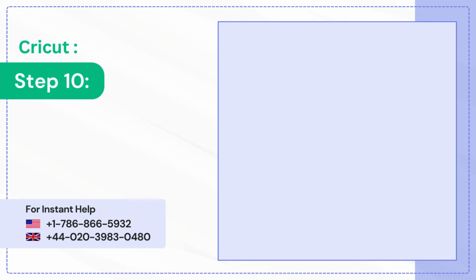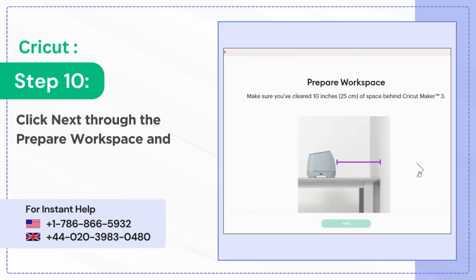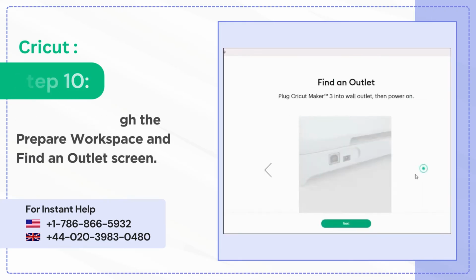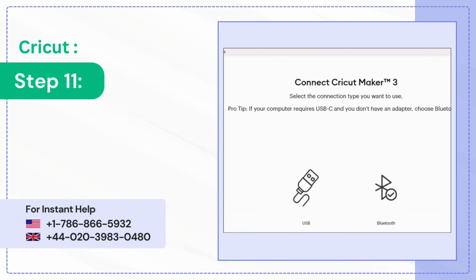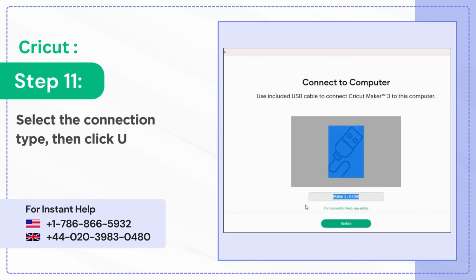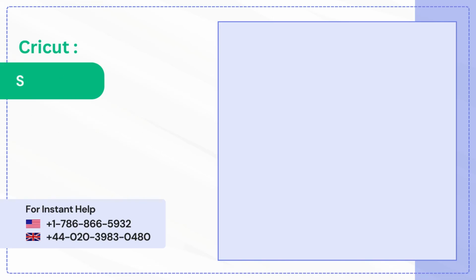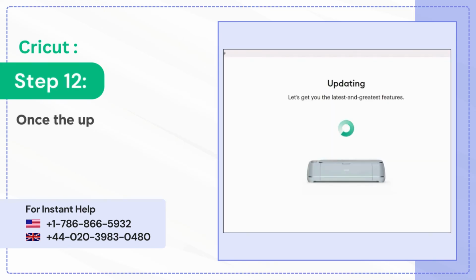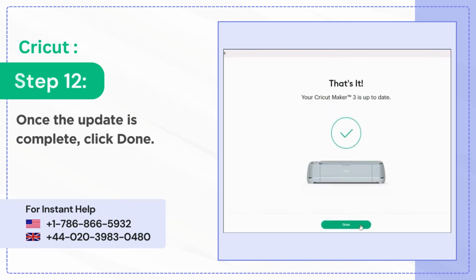Step 10. Click Next through the Prepare Workspace and find an outlet screen. Step 11. Select the connection type, then click Update. Step 12. Once the update is complete, click Done.